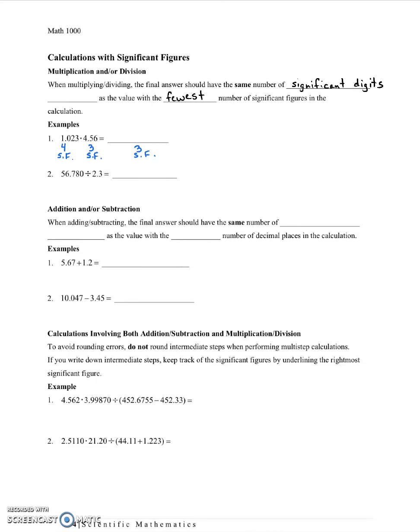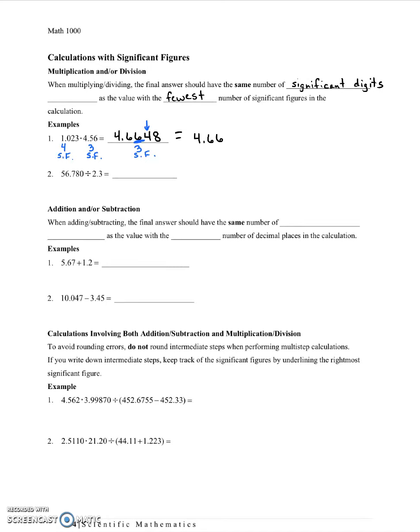So if we put this in our calculator, we get 4.6648. But remember, we only need 3 significant figures. So the 6 is our third significant figure. We look at the 4. The 4 makes the 6 round down. So our answer is 4.66, which has 3 significant figures like it should.